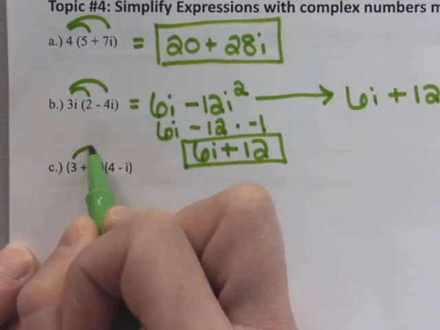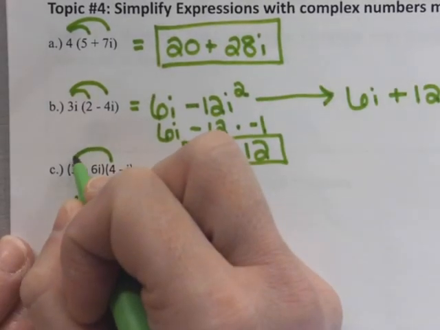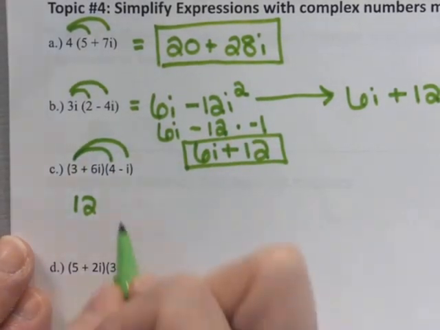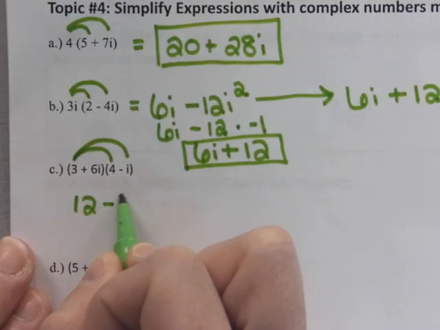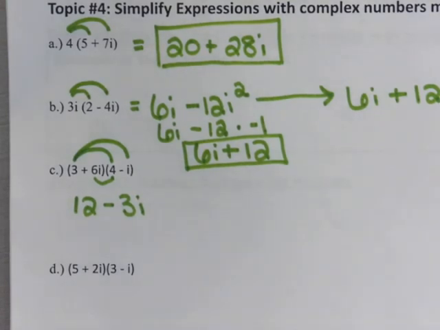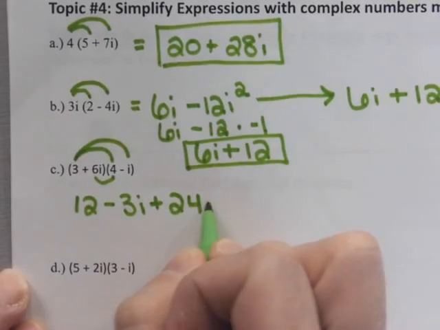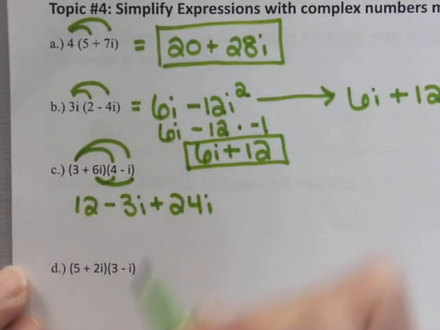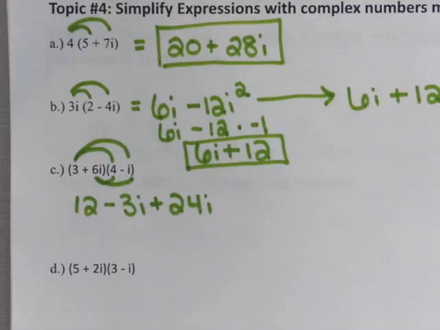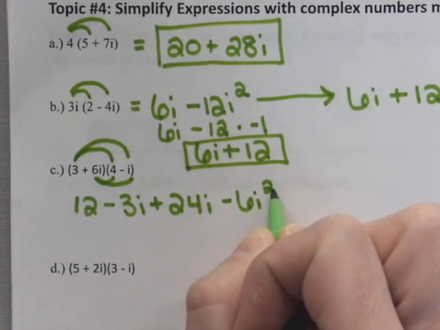All right, this one we got to FOIL. 3 times 4 is 12. 3 times negative i is negative 3i. Nice, you guys are getting fast at the multiplication. 6i times 4 is 24i. 6i times negative i is negative 6i squared.